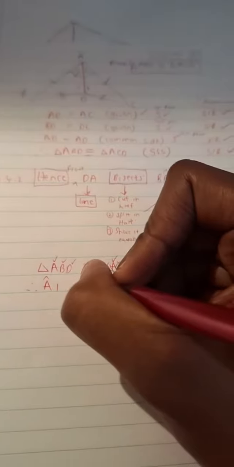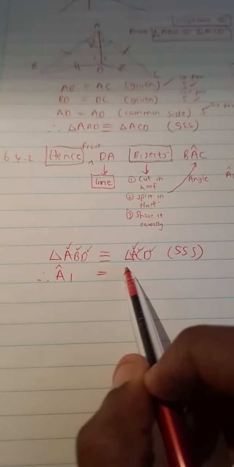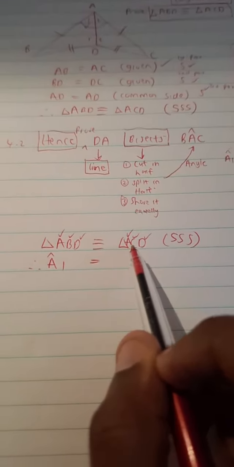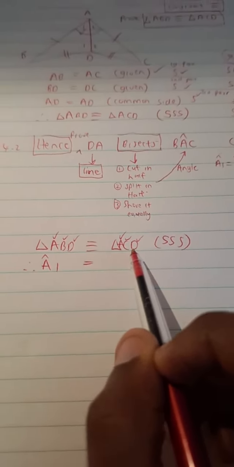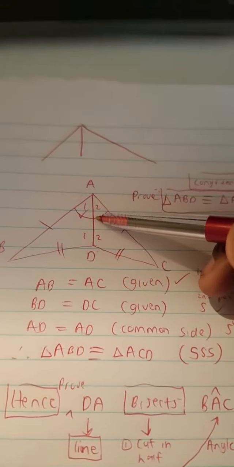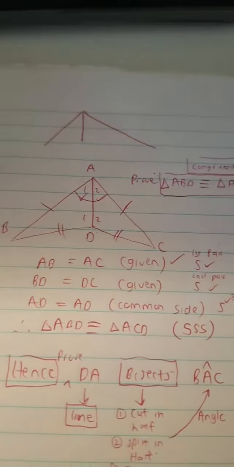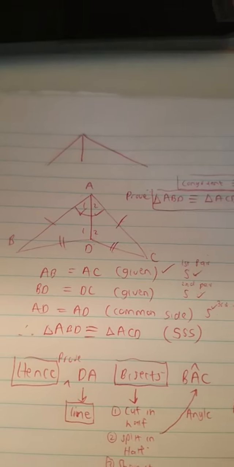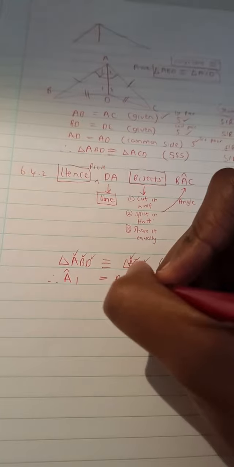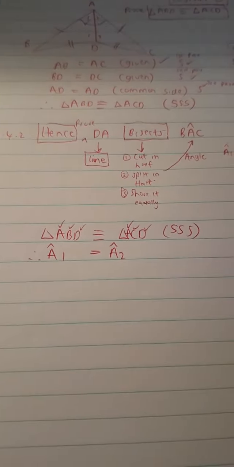Since these triangles are congruent, can't we then conclude that angle A1 in actual fact is equal? If the triangles are congruent, what about this angle A? This angle A for triangle ACD, what angle is that? Isn't the angle A for triangle ADC angle A2? Isn't that angle A2, guys? It is. So we can say angle A1 is equal to angle A2.